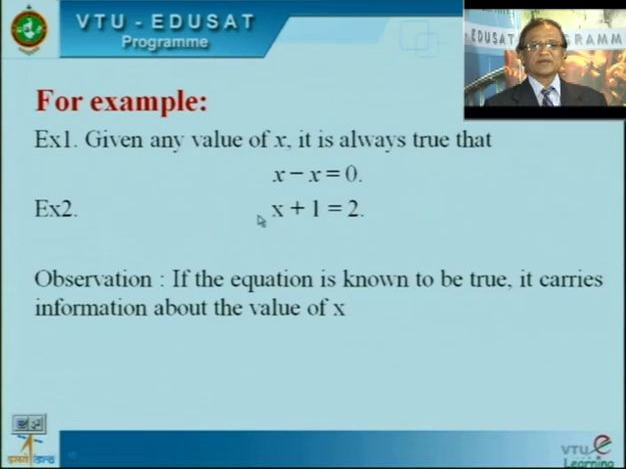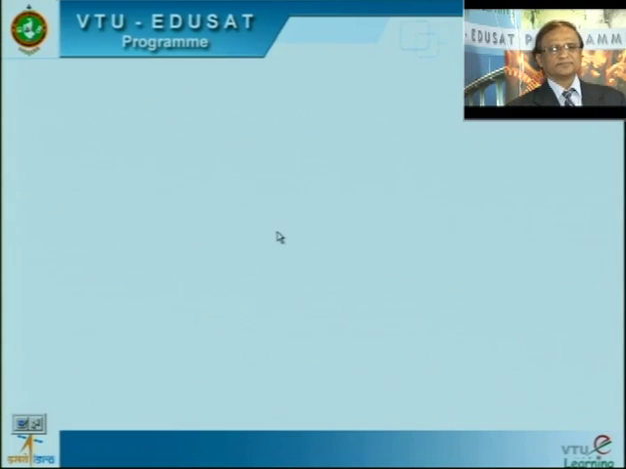Now when we observe an equation like x plus 1 is equal to 2, right. If I replace x by 1, 1 plus 1 is equal to 2. If I replace x by any other number except 1, those values will not satisfy this equation. It means the solution of this equation is x is equal to 1 only, right. So, what is our observation? If the equation is known to be true, it carries information about the value of x. In this case x is equal to 1. Like that you can find the solution of an equation, right.